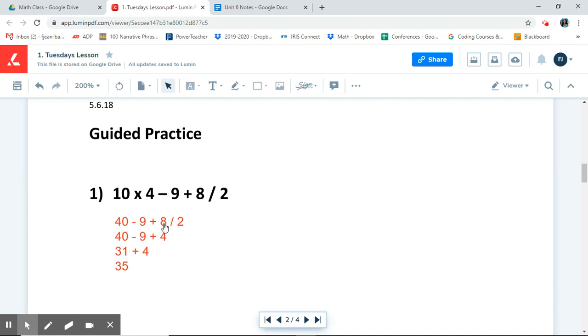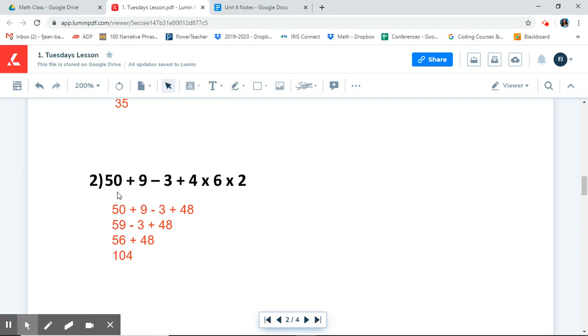Then we're going to divide, and we get 4. Our new expression is 40 minus 9 plus 4. Now we only have subtraction and addition left, so we can just solve from left to right. 40 minus 9 is 31, plus 4 equals 35.